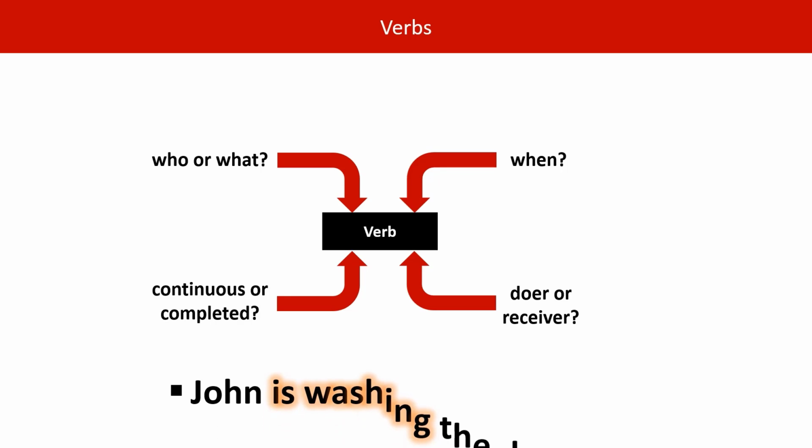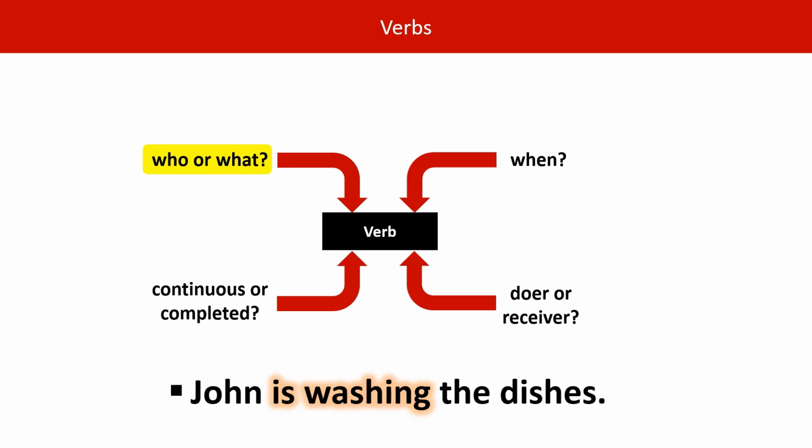So let's put up a sentence. John is washing the dishes. Once again, the highlighted text is our verb. So let's look at who or what. Well, that is John. And it's this word that tells us we need to use is. This is called the subject of the verb.